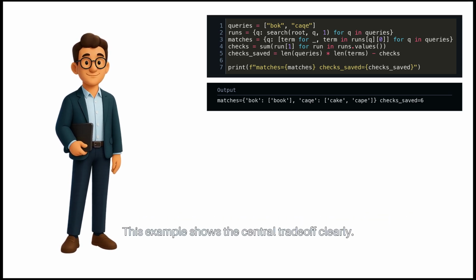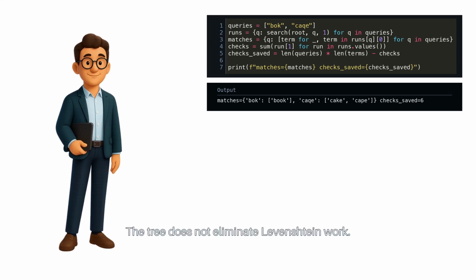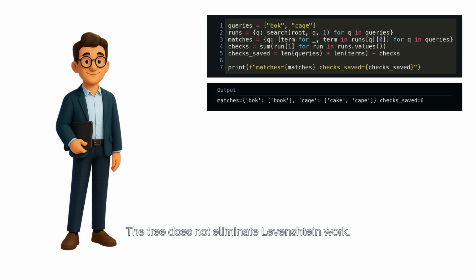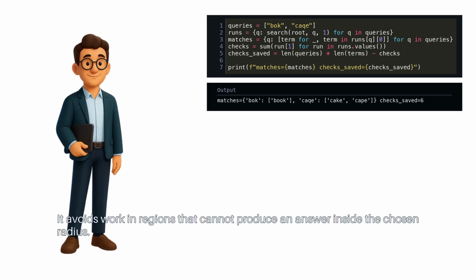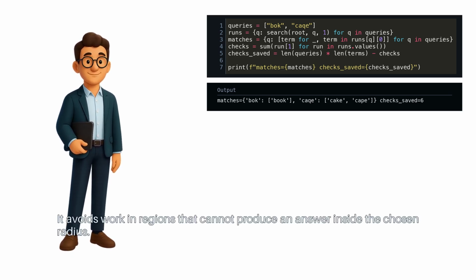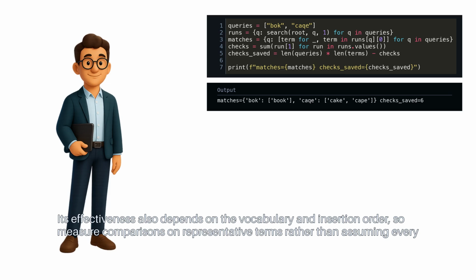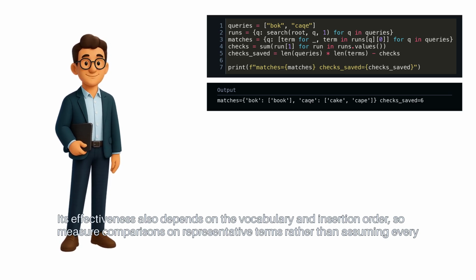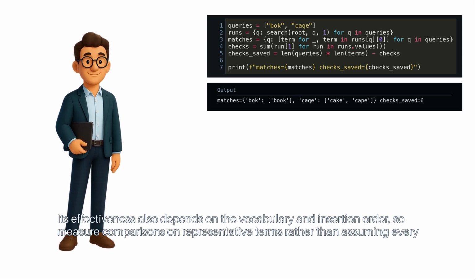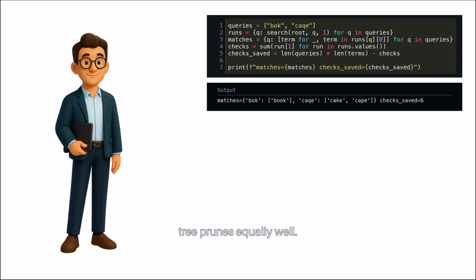This example shows the central trade-off clearly. The tree does not eliminate Levenshtein work. It avoids work in regions that cannot produce an answer inside the chosen radius. Its effectiveness also depends on the vocabulary and insertion order. So measure comparisons on representative terms rather than assuming every tree prunes equally well.